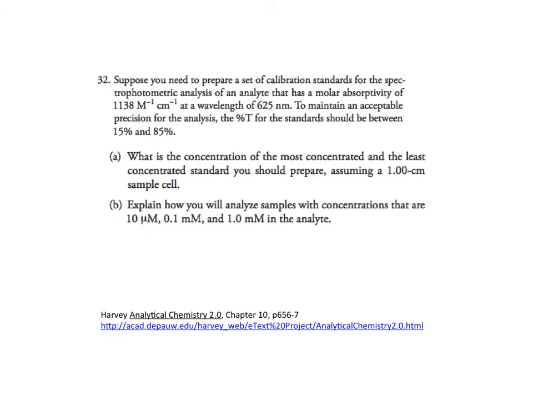So we just solved part A for the most concentrated and least concentrated standards we can use to get the desired precision in the analysis. Now we're going to solve part B. The 10 micromolar sample is a bit too dilute to detect with the desired precision, and so we thought of two ways to measure it.